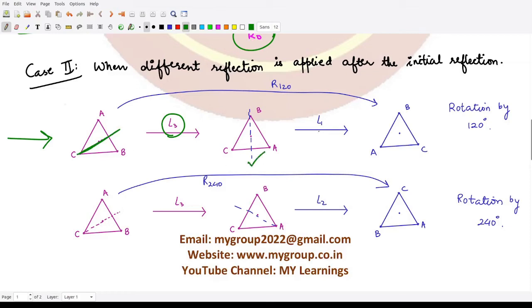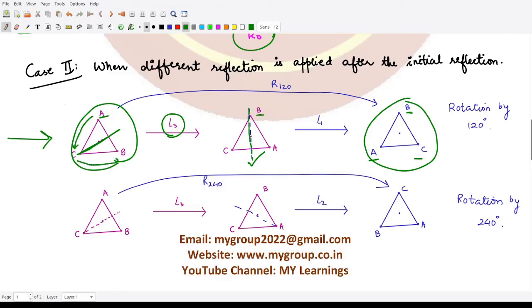Now on this triangle, we are applying L1. L1 is taking the reflection through this vertical line, right? So here B would be kept fixed, A and C would interchange their positions. Now look at the transformation in moving from this triangle to this triangle. So what has happened? A has gone to the position of C, right? So A has moved here, C has moved here, B has moved here. So that means we have an overall rotation of 120 degree, right? So this reflection followed by this reflection gives us a rotation by R120. This is in the first case.